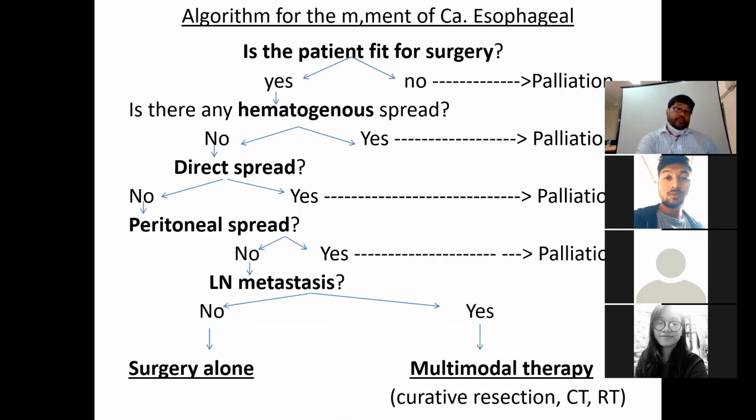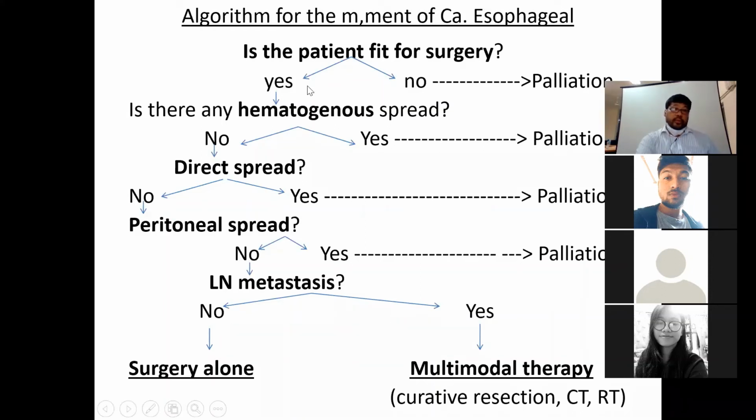Otherwise, if a patient is having hematogenous spread or direct spread or peritoneal spread, we cannot go for surgery. So the better management will be palliation. And if a patient is fit and there is only lymph node metastasis, then we can go for multimodal therapy, that is curative resection, chemotherapy and radiotherapy.